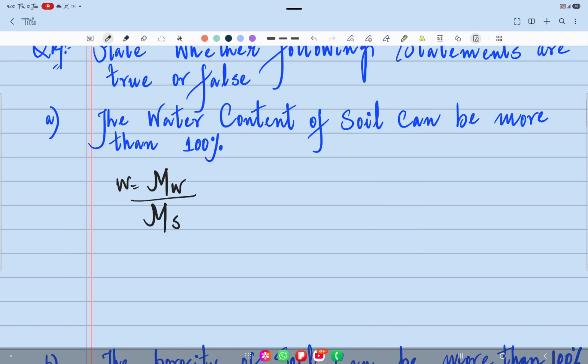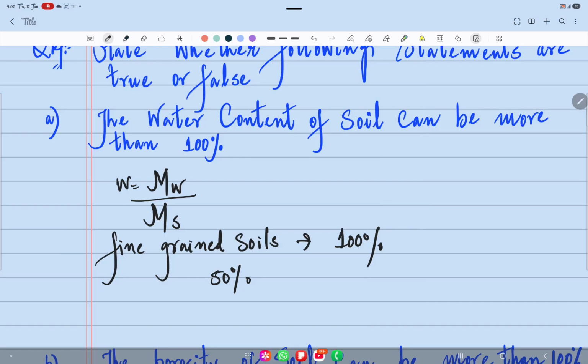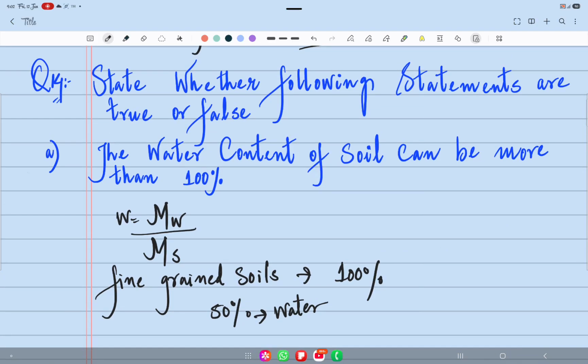Yes, we just studied that the water content of fine-grained soils such as silts and clays is generally more than that of the coarse-grained soils, and the water content of some of the fine-grained soils may even exceed 100%, which indicates that more than 50% of the total mass is that of the water. So this statement is absolutely correct and true.